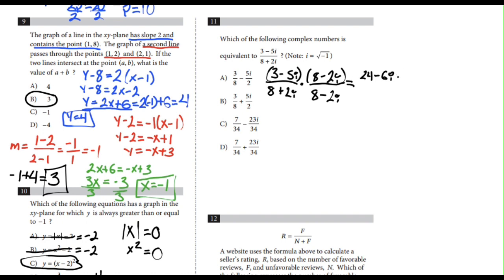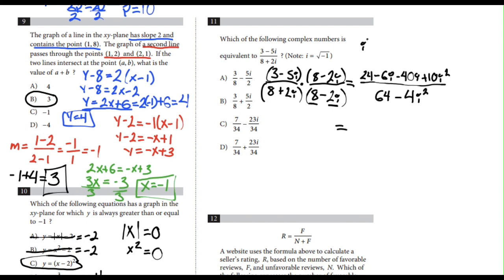Negative 5i times 8 is negative 40i. And negative 5i times negative 2i is going to be positive 10i squared. On the bottom, we have 8 plus 2i, 8 minus 2i. Whenever we have conjugates multiplying together, it's the first term squared, 8 squared is 64, minus the second term squared. 2i squared is going to be 4i squared.